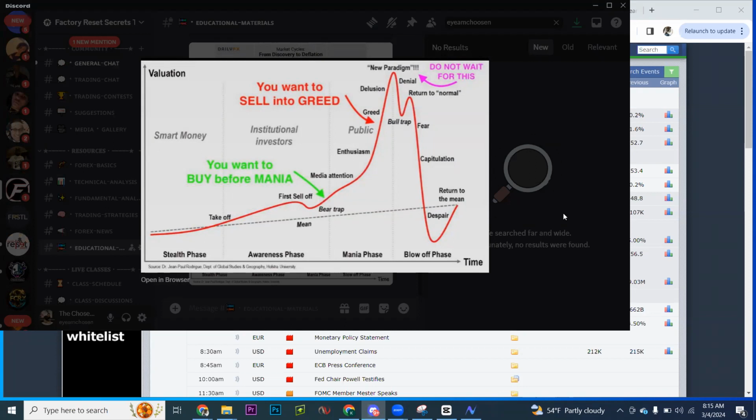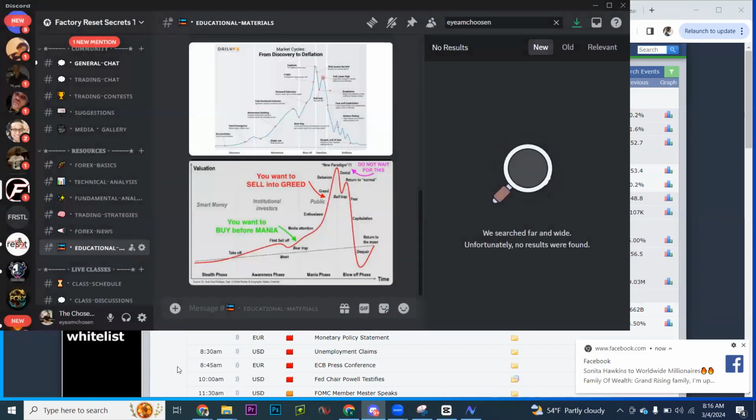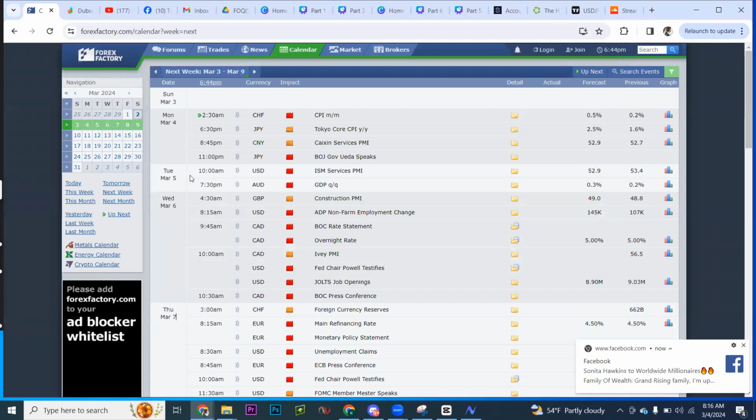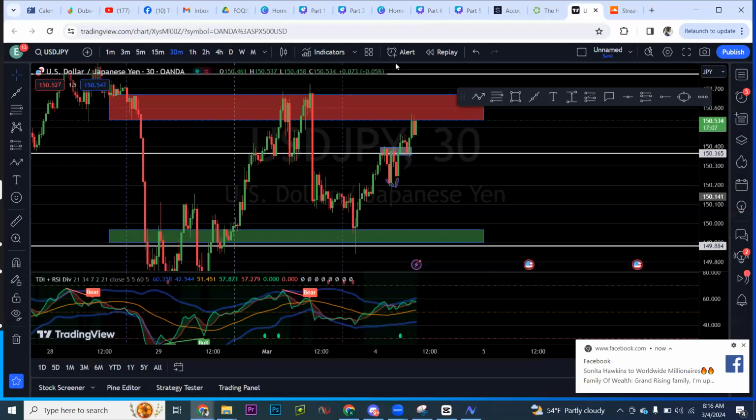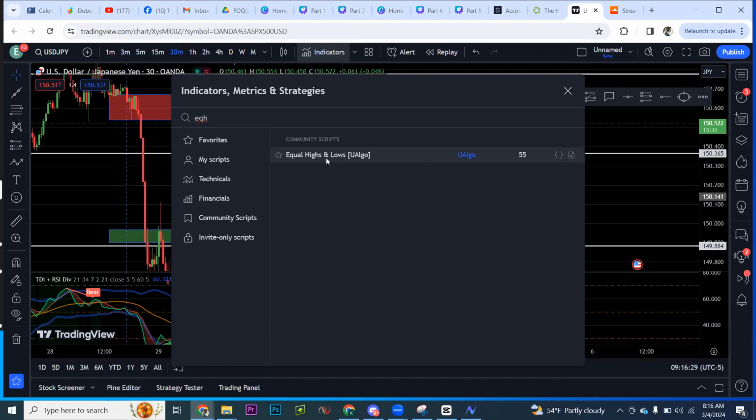I know it happened a lot on NAS, those type of movements. Oh yeah. So let me show y'all this too. So this indicator, EQH, EQL, this one here, equal highs and lows. This will show you where the liquidity is at. Or type in buy side, sell side liquidity.